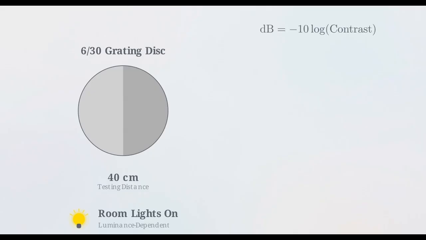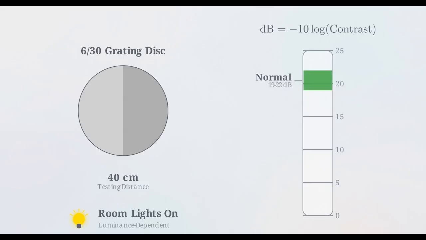Next, we measure highly functional edge detection using a type 630 grading disc. This is tested at 40 centimeters with all room lights on, as it is strictly luminance dependent. Scoring is calculated logarithmically in decibels. Normal vision for patients under 65 sits between 19 and 22 decibels. A score of 14 to 11 decibels indicates moderate loss, while anything dropping below 10 decibels represents severe contrast degradation.